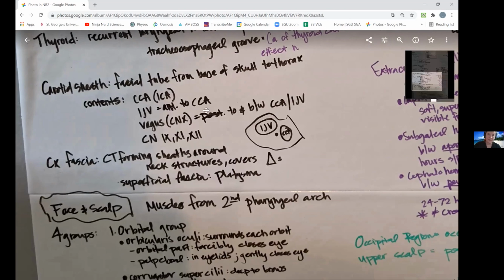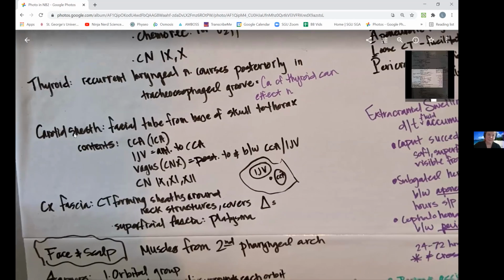This was big. I just saw this in my notes and wanted to point it out because it was a really big thing. The carotid sheath contents: you need to understand the contents and their relation to each other. So the internal jugular is anterior to the common carotid, and then the vagus is posterior to both of these. That was a big thing.